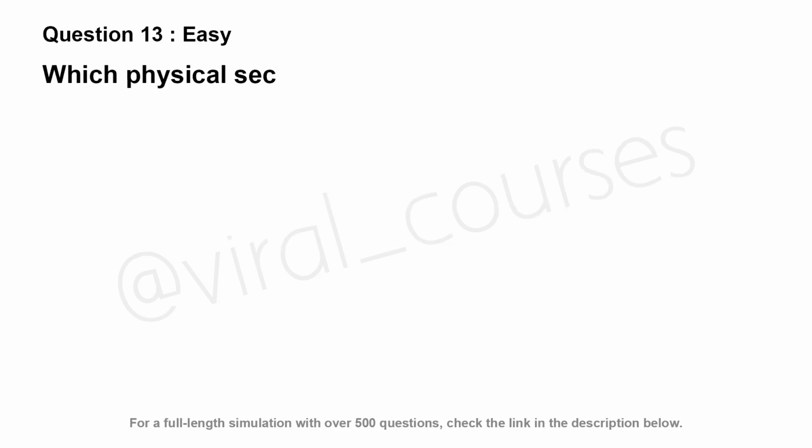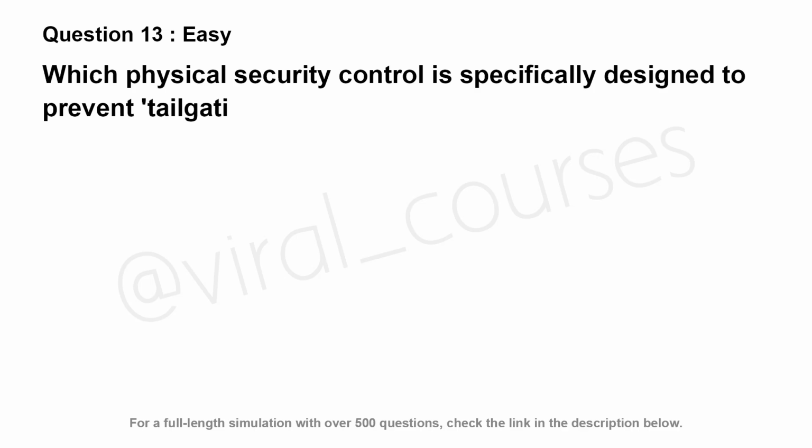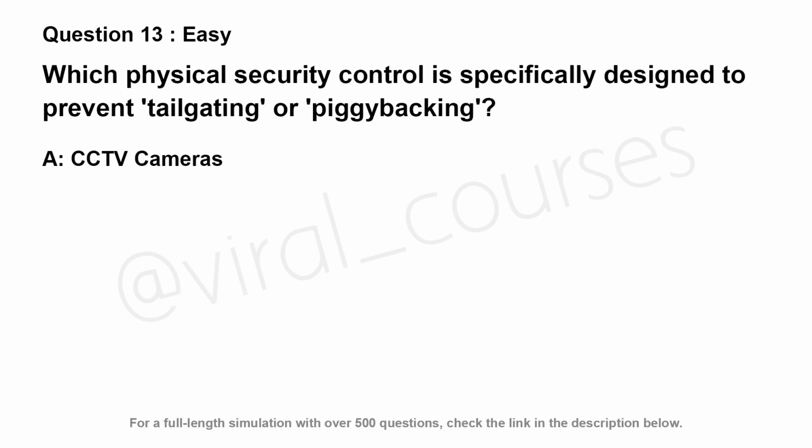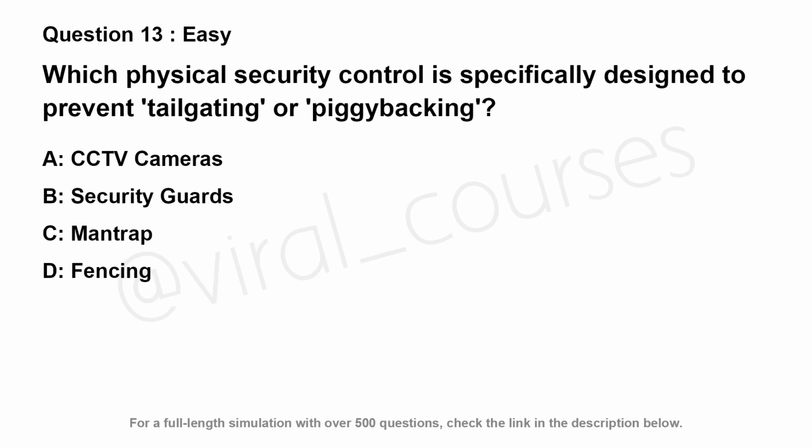Which physical security control is specifically designed to prevent tailgating or piggybacking? Option A. CCTV cameras. Option B. Security guards. Option C. Mantrap. Option D. Fencing.